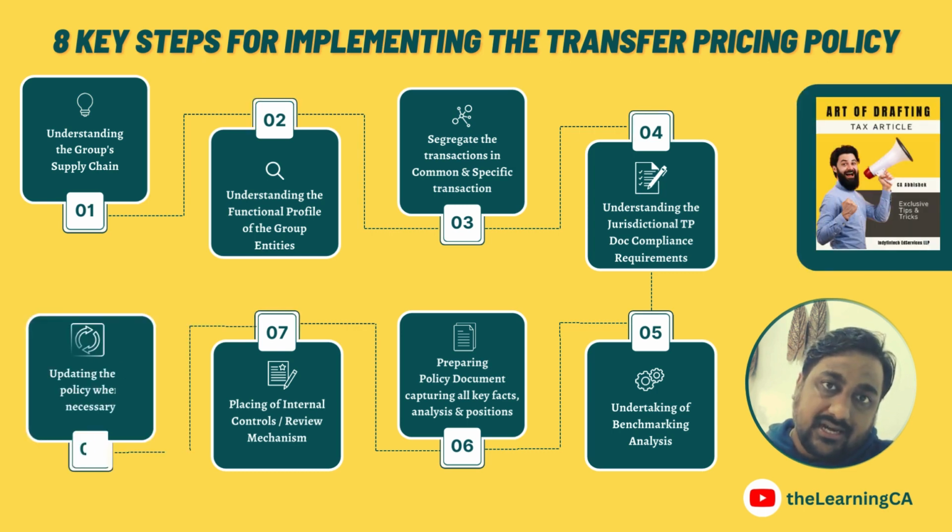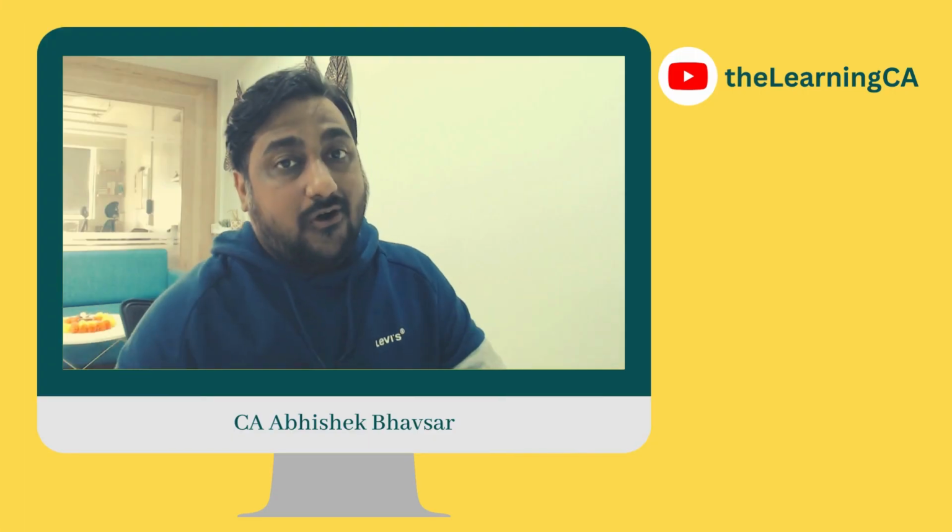And step number 8 is where you keep updating the policy document at a relevant period. It's not necessary that every year you have to change the TP policies, but once the policies are settled down, in case updation is required in the benchmarking analysis, you should update that benchmarking analysis at the relevant time period. So guys, these were all 8 steps.